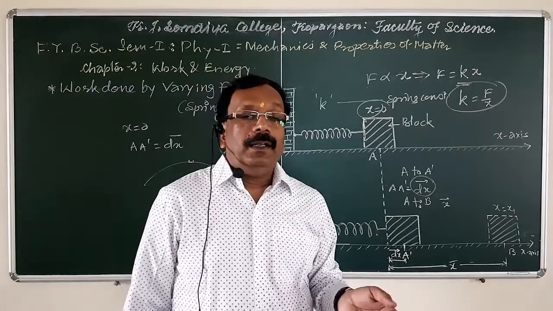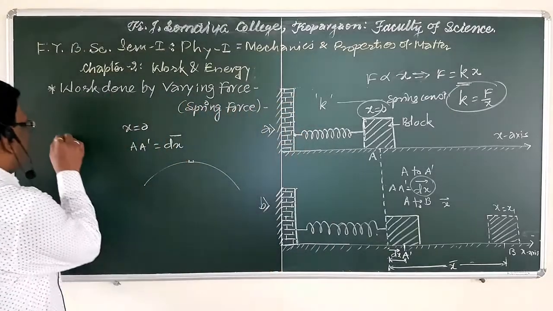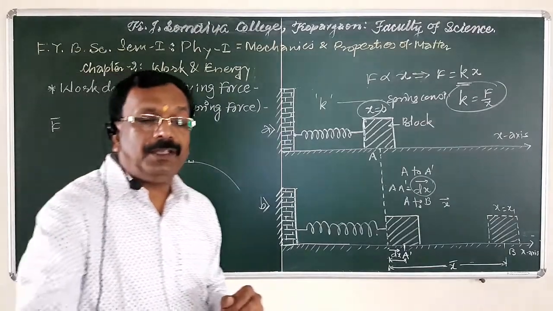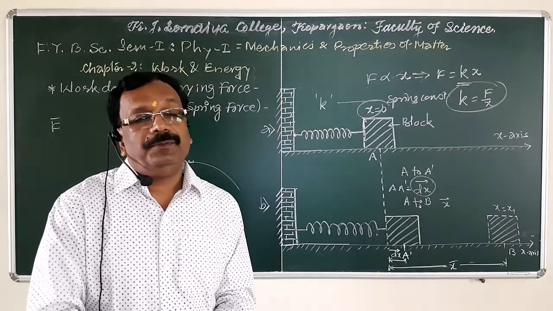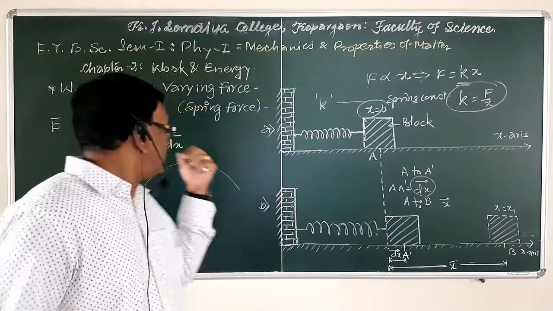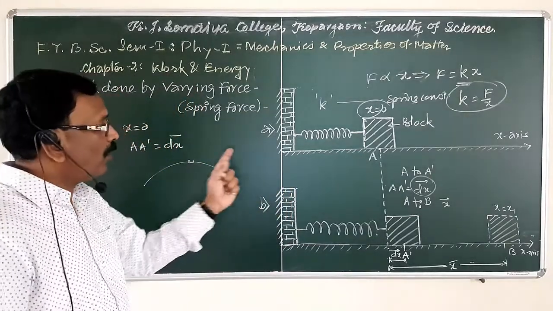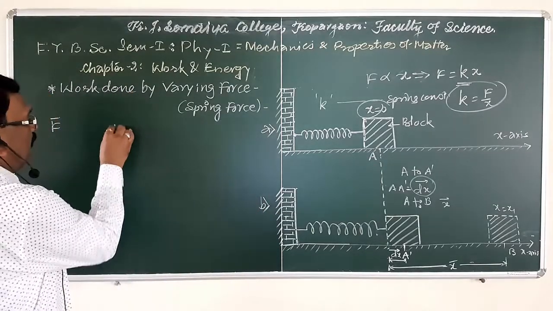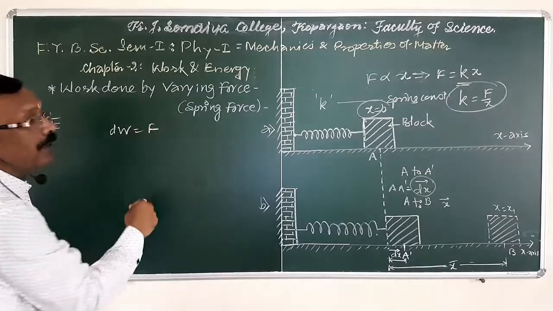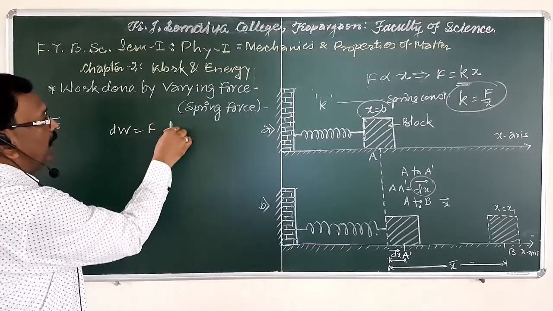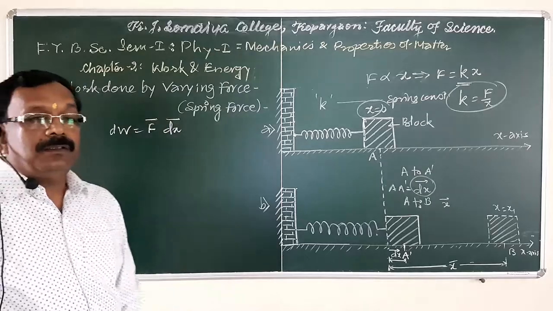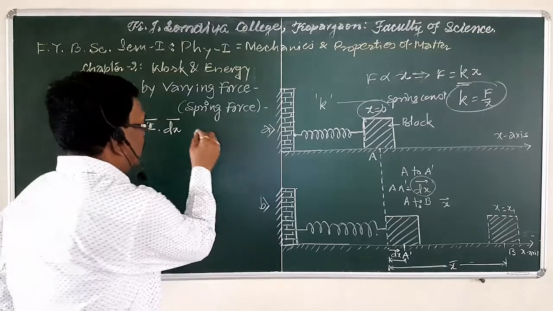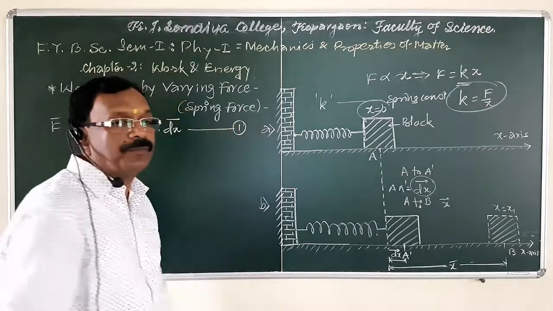Okay. Suppose the force is F bar, vector quantity. Let the force be F bar. The work done by the force F bar in moving the block from A to A prime is nothing but, see here, dW is equal to force into displacement dx. Both are vector quantities and we are going to take a scalar product of these two. Suppose this is equation 1.